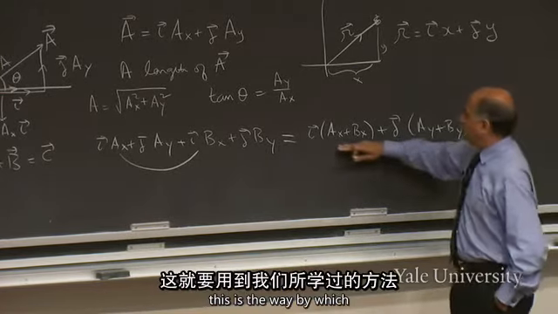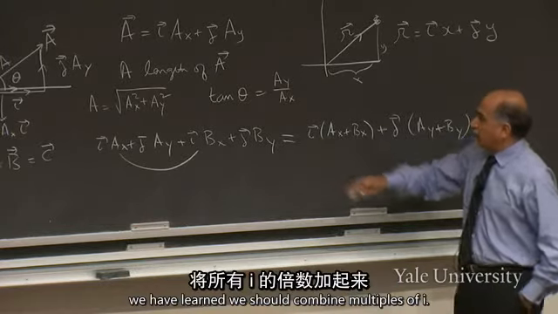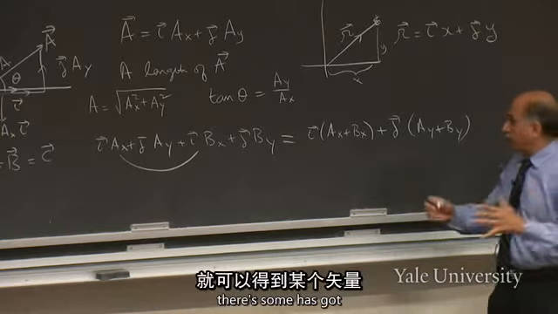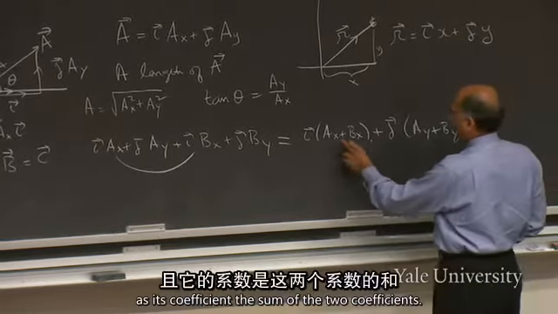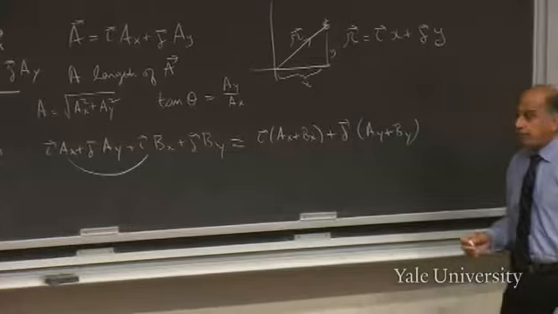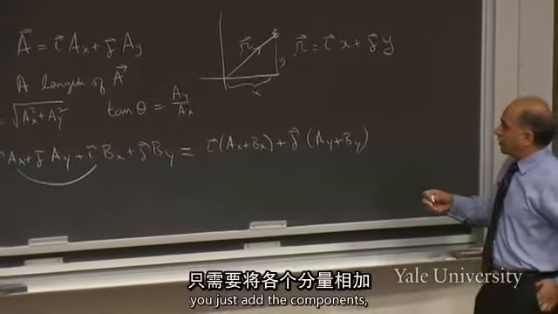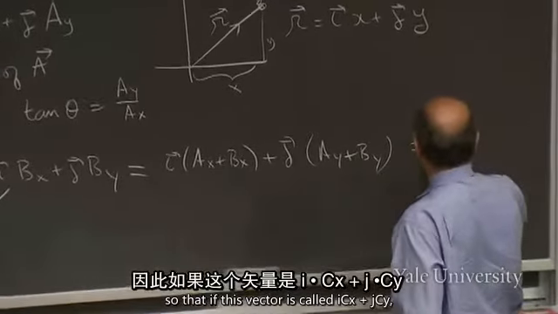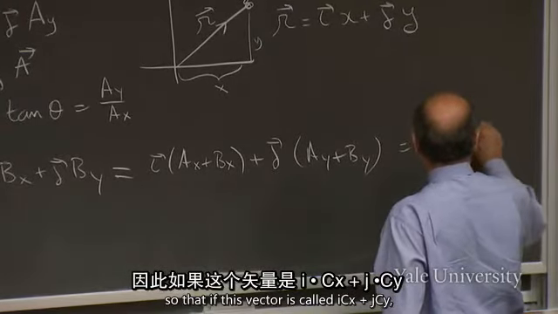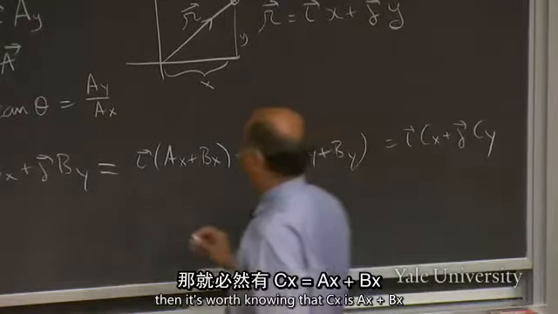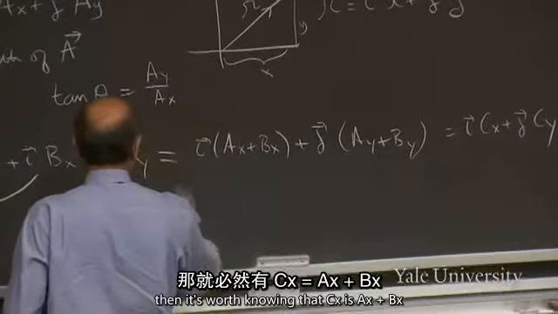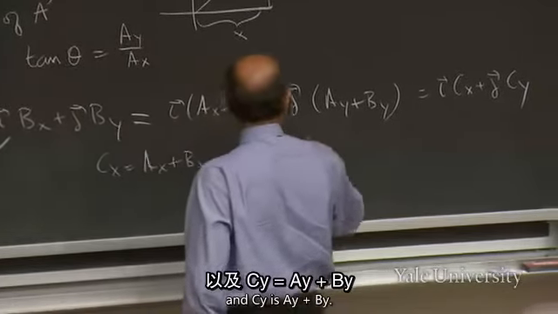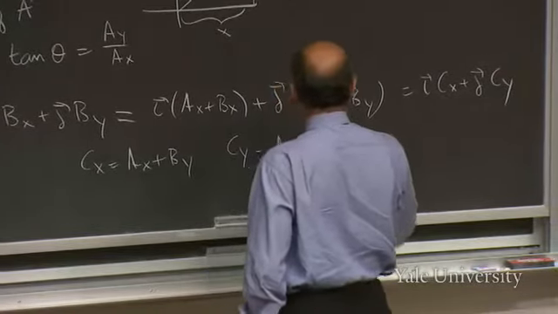If some of the Ax and Ay are positive and some are negative, this is the way by which we have learned we should combine multiples of i. When I give you a multiple of i and another multiple of i, their sum has as its coefficient the sum of the two coefficients. This says when you add two vectors, you just add the components. So if this vector is called i times Cx plus j times Cy, then it's worth knowing that Cx is Ax plus Bx and Cy is Ay plus By.